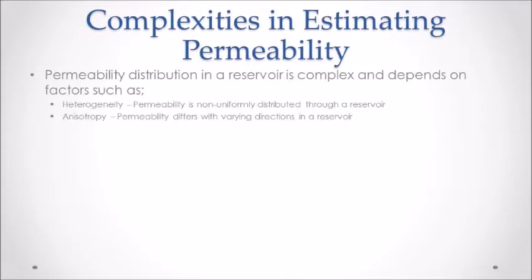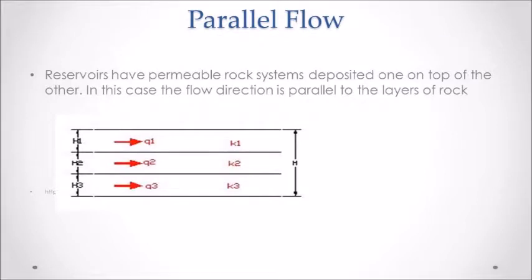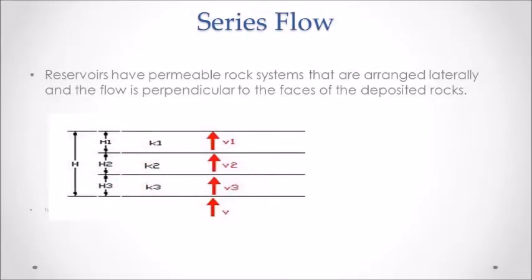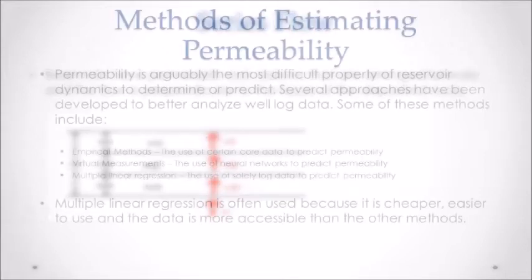Permeability distribution in a reservoir is complex and depends on factors such as heterogeneity, where permeability is non-uniformly distributed through a reservoir. Additional factors affecting permeability calculations in a reservoir are the flow paths of the fluid through the reservoir. In parallel flow, the flow direction is parallel to the layers of rock in the reservoir. In series flow, the reservoirs have permeable rock systems that are arranged laterally, and the flow is perpendicular to the faces of the deposited rocks.